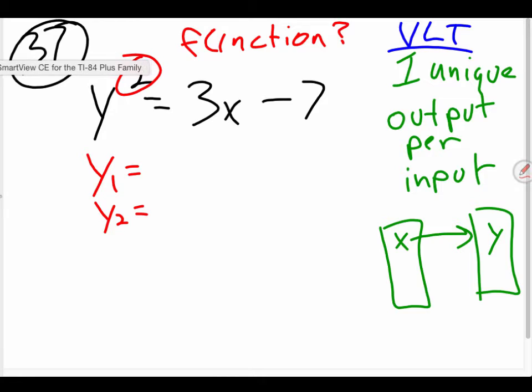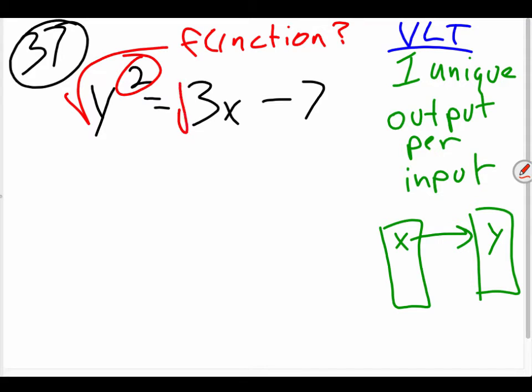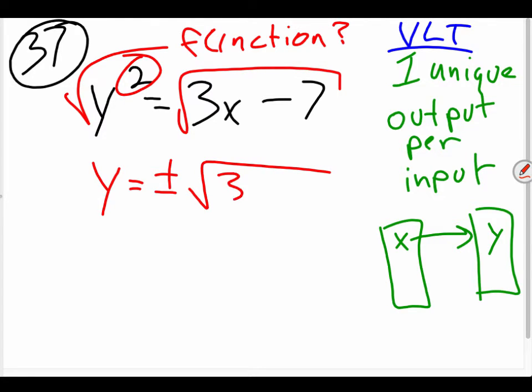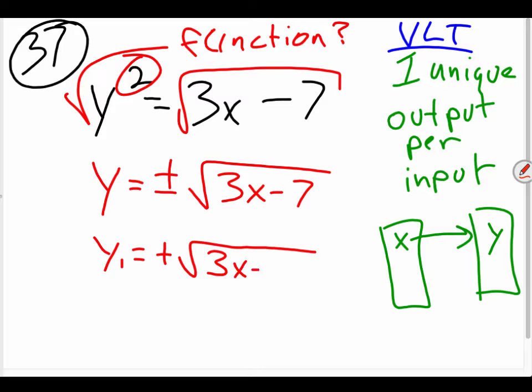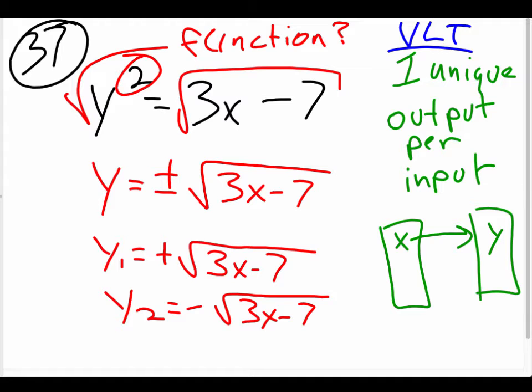So he said, why don't you algebraically take the square root of both sides? All right, let's do that. If we take the square root of both sides, I'll get y is equal to, now remember, plus or minus the square root of 3x minus 7. So that means y sub 1 is equal to the positive or principal square root of 3x minus 7. And then y sub 2 would be equal to the negative square root of 3x minus 7. That's one way to graph it.